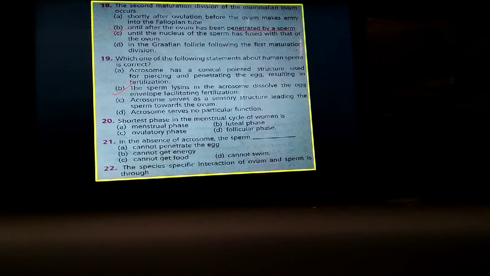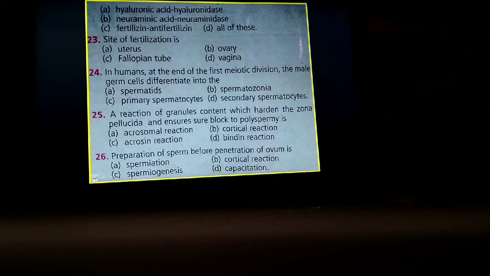Question number 20, the shortest phase in the menstrual cycle of women is the ovulatory phase, which takes place on the 14th day, and the longest phase is the luteal phase. Question number 21, in the absence of acrosome, the sperms, option A is the correct option, cannot penetrate the egg. Question number 22, the species specific interaction of ovum and sperm is caused by, option C is the right answer, which is fertilizin and anti-fertilizin reactions.